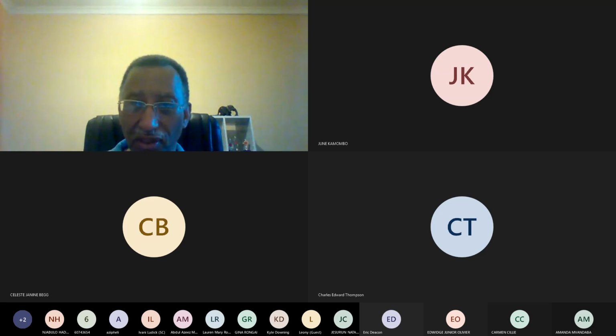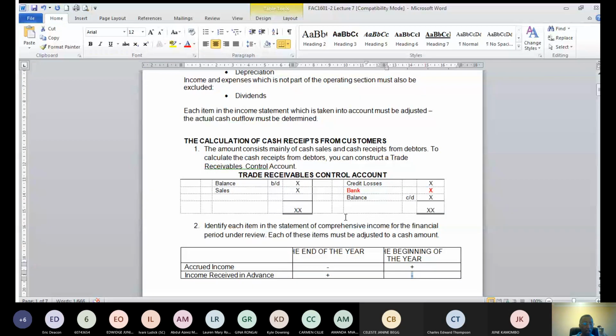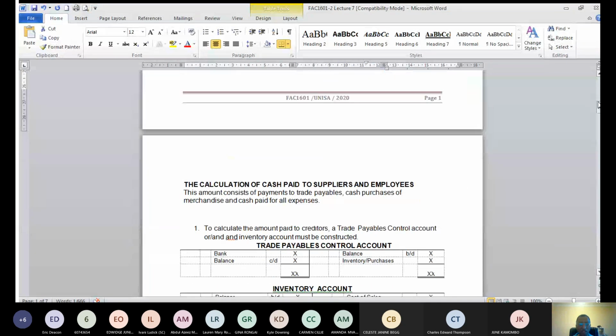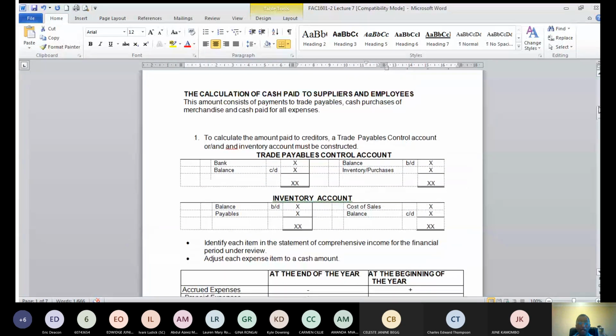I continue with the notes. In the notes now, I am on page 2 of my notes. Page 2 of the notes, I say, how do we calculate the cash paid to suppliers and employees? This amount consists mainly of payments to my trade payables for inventory as well as other expenses.